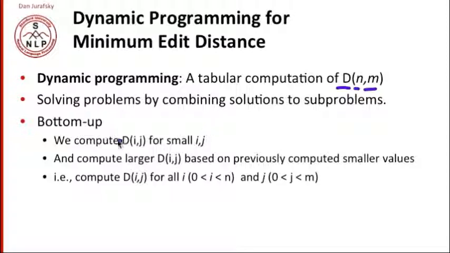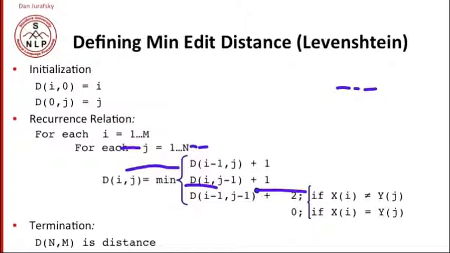The intuition is very simple. For small prefixes of length i of string x and j of string y, we'll compute the distance between those strings, and we'll compute our larger distances for larger strings based on those previously computed smaller values. In other words, we're going to compute the distance d(i,j) between prefixes of string x of length i and prefixes of string y of length j for all i and j, and we'll end up in the end with the distance. So let's look at the actual equation.